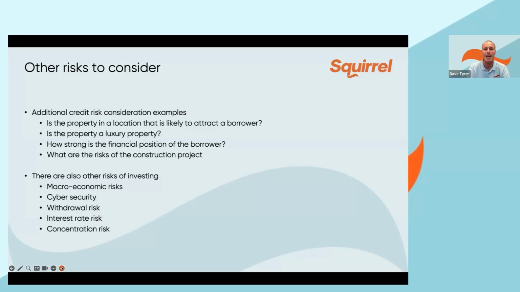How quickly can I get my money back? You also have interest rate risk, so the chance that interest rates will vary up and down. We're in a falling interest rate cycle, and we've got a rate change taking effect at the moment, so interest rates are lower. So you've got some interest rate risk there.